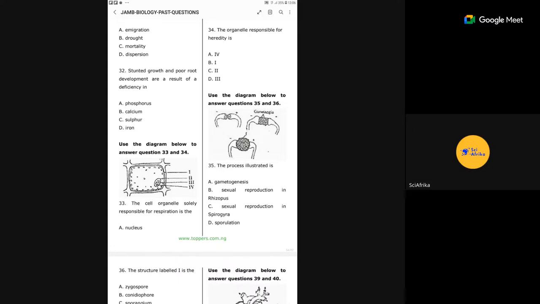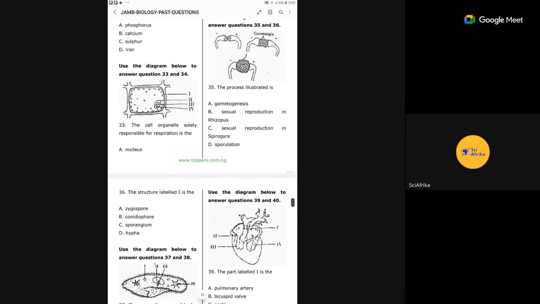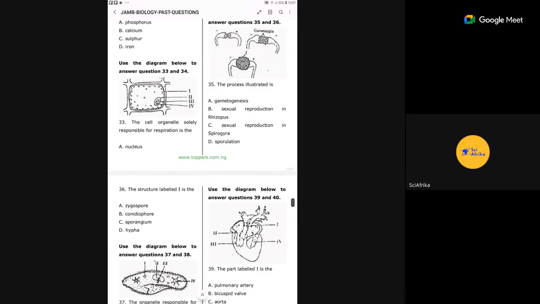What it does is it consumes the bread and later decomposes it. So it's called a decomposer. So the answer is option B, sexual reproduction in rhizopus. We have two of them coming together to form what? To form a new species. So that's that. Number 36 is saying the structure labeled I is called what?